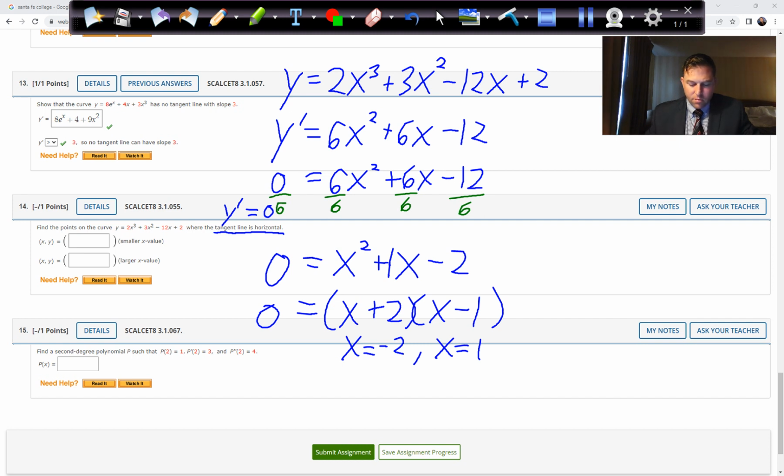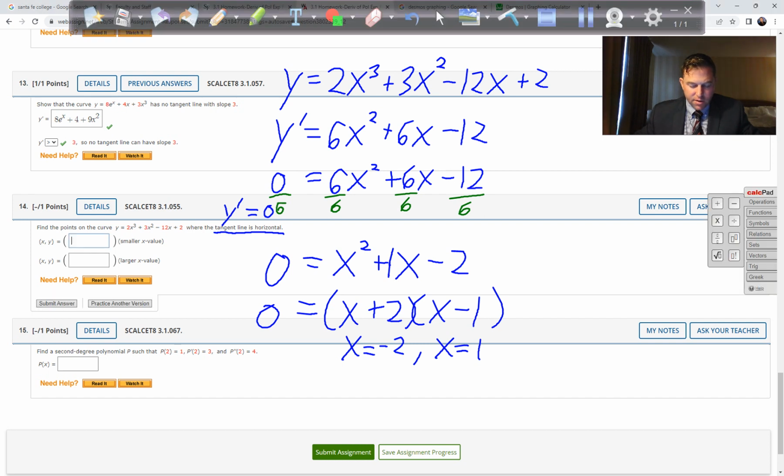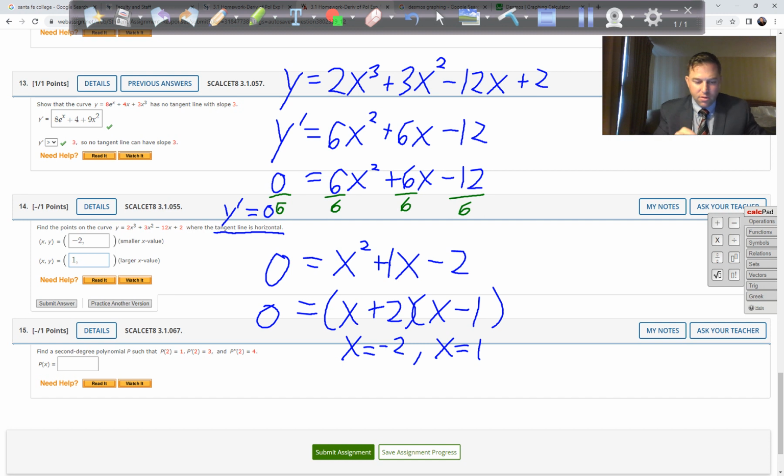So we then have to plug in, so it says the smaller x value. The smaller x value is negative 2, and the larger x value is positive 1. But they want the actual xy coordinate. So we have to plug those x's back into the original formula.